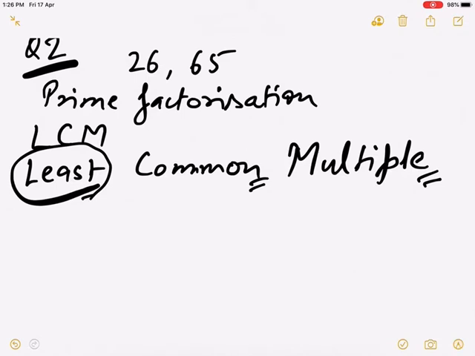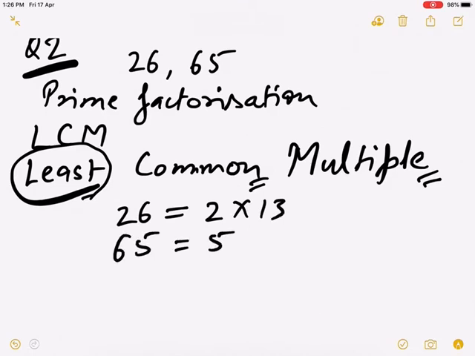Now directly we can't read the tables of 26 and 65, so therefore we apply firstly the method of prime factorization. So let us write down the prime factors of 26. 26 can be prime factorized as 2 into 13, and 65 can be prime factorized as 5 into 13. Now as we can see here, 13 is common.